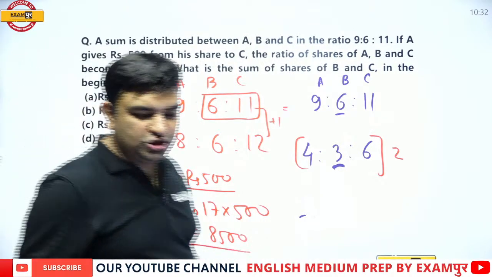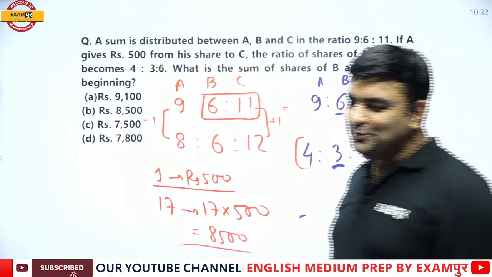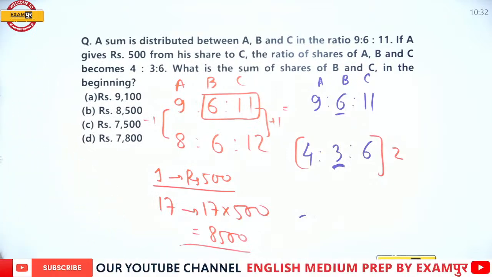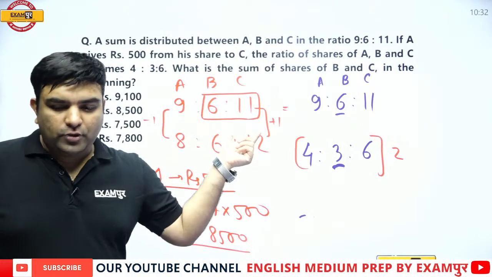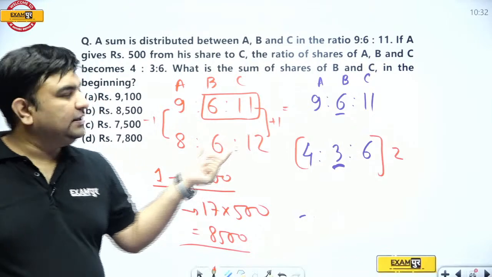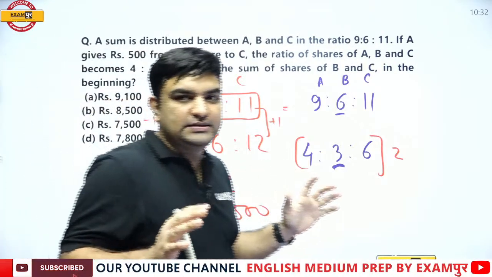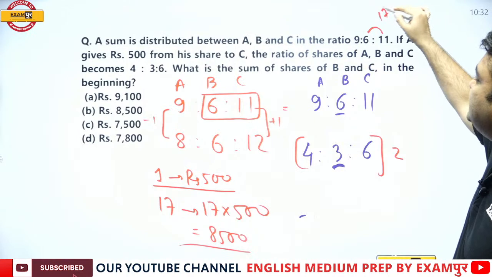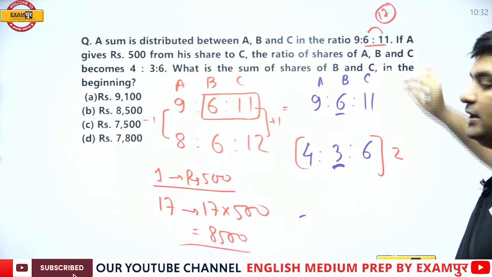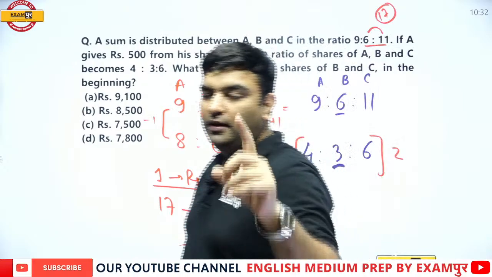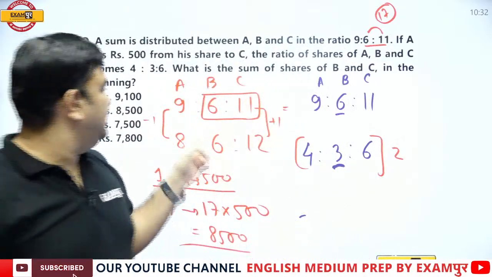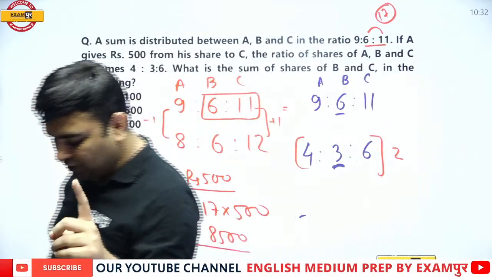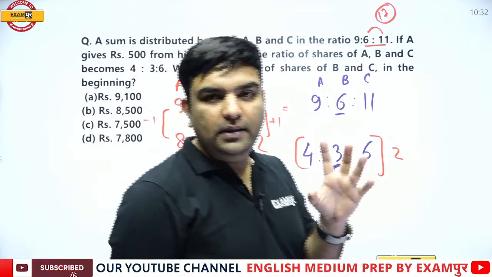Please do watch out and see. Yeah, you can check the 17 multiple as well. If it is asked what is the share of B and C in the beginning, the share of B and C in the beginning is 17 according to the ratio. So the answer should also be a multiple of 17, and the only option which is a multiple of 17 is option number B, none else.